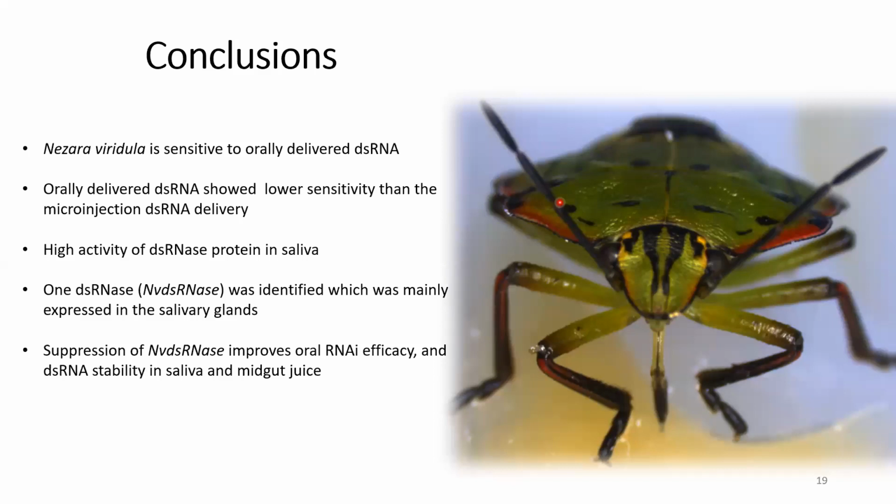And the difference between the microinjection delivery and the oral delivery is due mainly to the dsRNase activity in the saliva and milk juice. One of the main important reasons is the expression of these RNases, and we have found that there is only one dsRNase which is mainly expressed in the salivary glands. RNAi has also proved that suppression of this RNase gene improves the oral RNAi efficacy and also prolongs the stability in saliva and the juice.